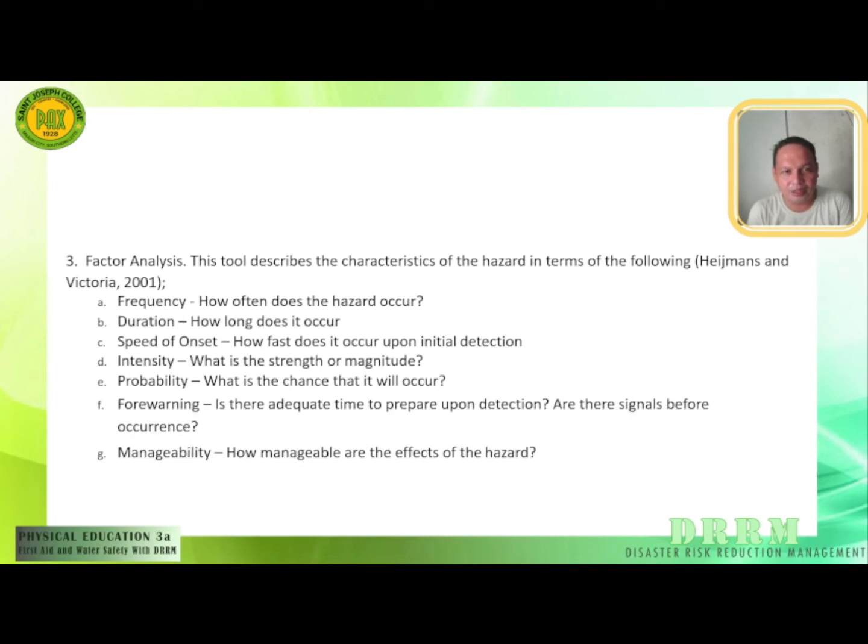Next is probability. I mean, before that, we have intensity, the strength or the magnitude. For example, for earthquake, magnitude 3, 7.5, strong one, 9.5, 10. We have the storm, we have signal number 1, 2, 3, 4, then we have category 1, 2, 3, like that. Probability: what is the chance that it will occur? Then F for forewarning: is there adequate time to prepare upon detection? Are there signals before occurrence? So this is the time to prove that your capacity is effective.